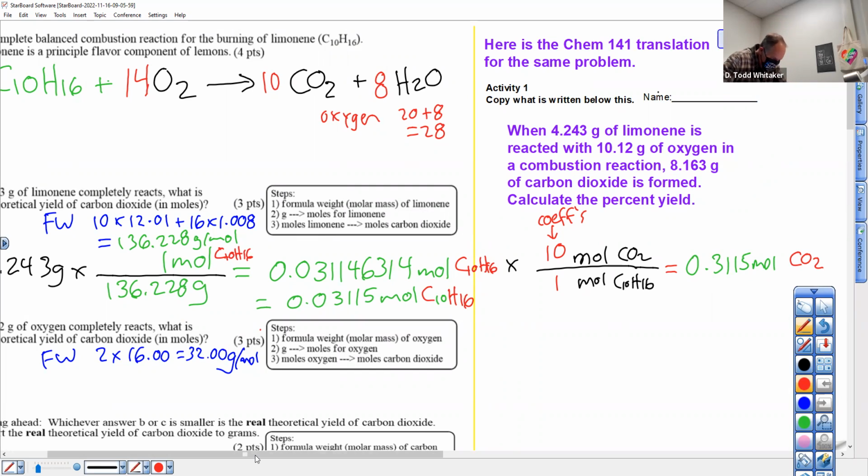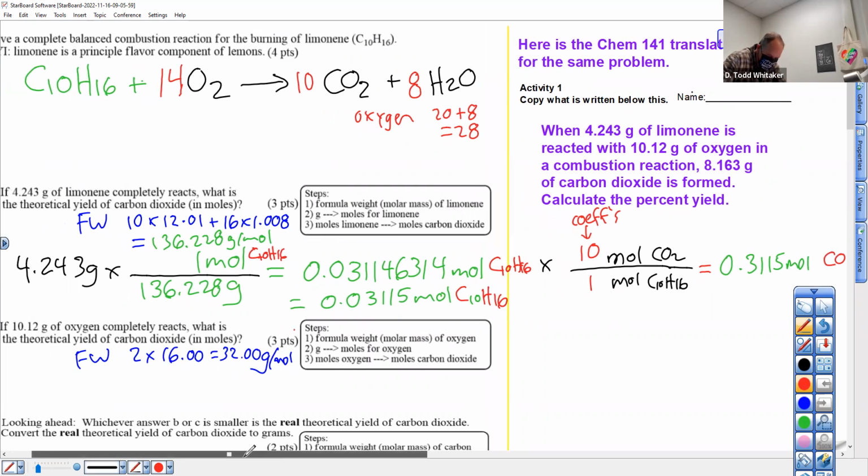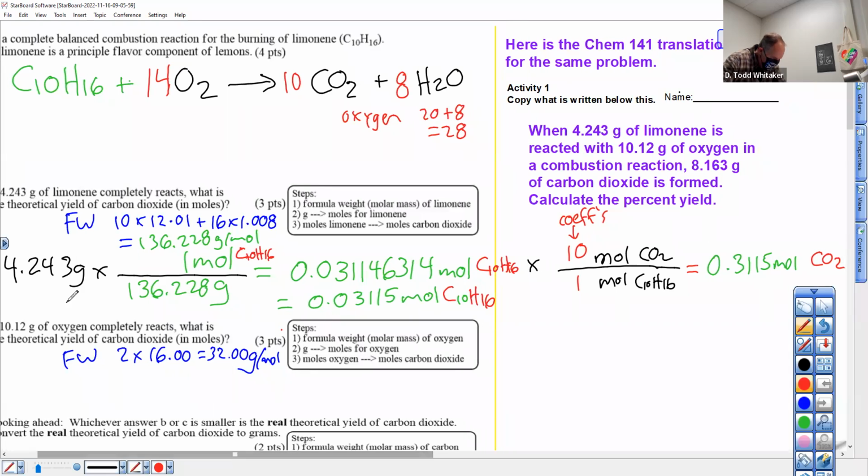Okay. And we'll do the same thing in the next one. Maybe sneak it in to the left of the box. We got 10.12 grams O2. Write down what it is. 1 mole for 32 grams. Grams of O2 times, this is O2. Got to get rid of O2.